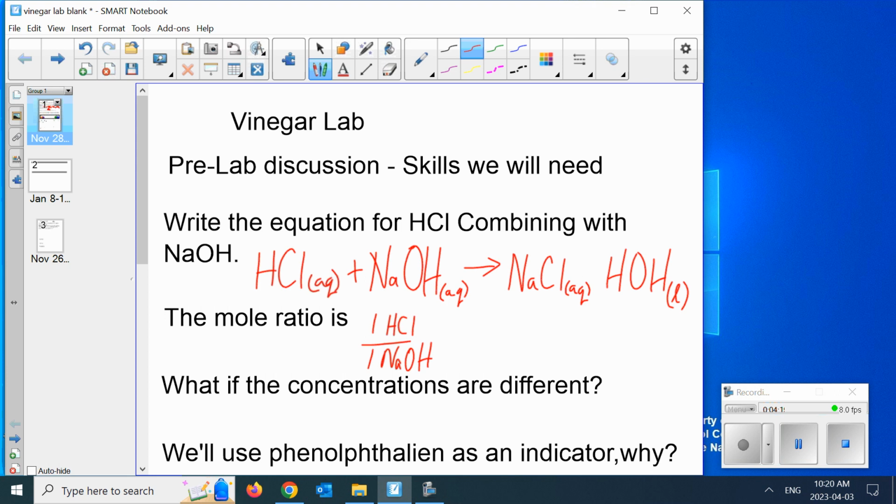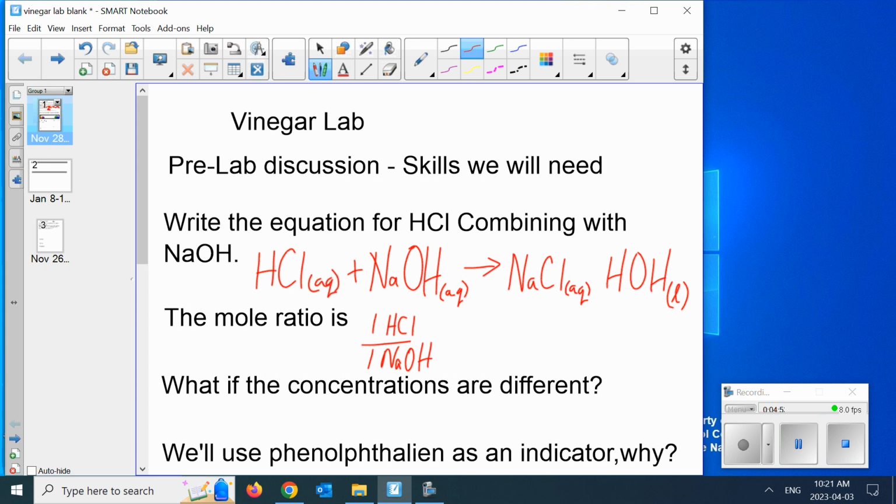What if the concentrations are different? It makes it easy if we have, and I have right here, a 1 molar solution, 1 mole per liter of HCl, and I have 1 mole per liter of sodium hydroxide. So I think you know to get 1 to 1, I just take 50 mils of this, 50 mils of that, and it's going to be equal, right? Bam, done. That's easy. What about if it's 1.23 or unknown?